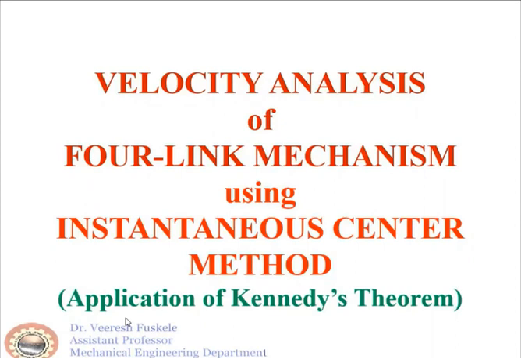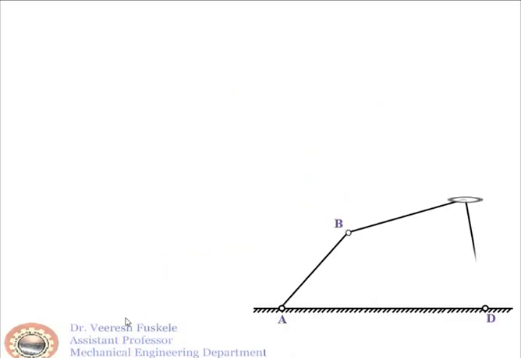To start with, let us take an example of the simplest four-bar mechanism, as shown here. The four-bar mechanism has four links, namely AD as link 1, AB as link 2, BC as link 3, and CD as link 4.